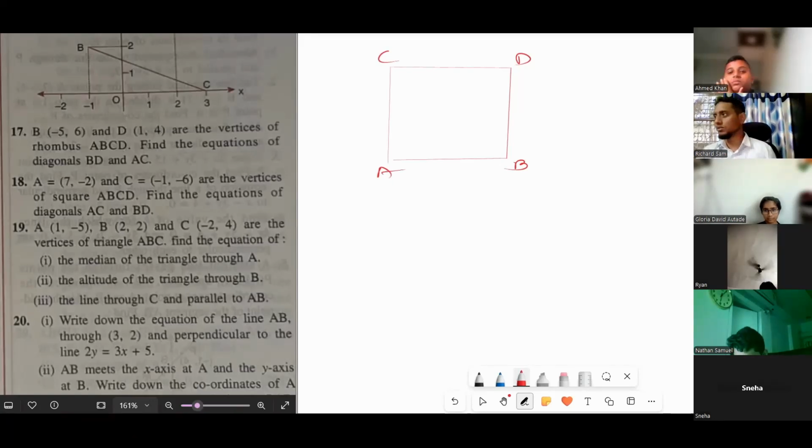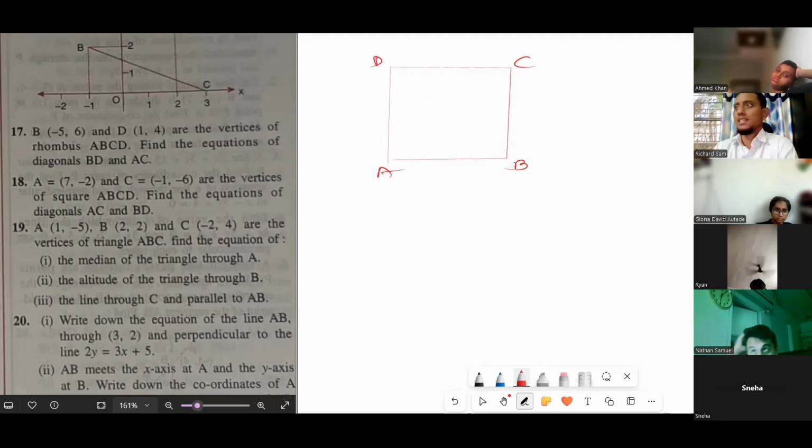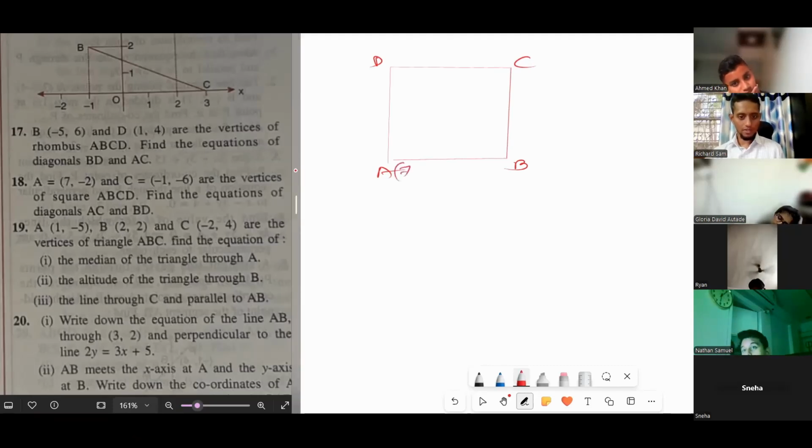A, B, C, D. No, that's wrong, okay? They should go in one circle. So if A is here, B is here, then this has to be C and this has to be D. So the diagonals will always be AC or BD. Even if I don't have a diagram, when you hear AC, you should know that AC is a diagonal. BD is a diagonal. AB is what? It's a side. One side. CD, it's a side. DB, diagonal.